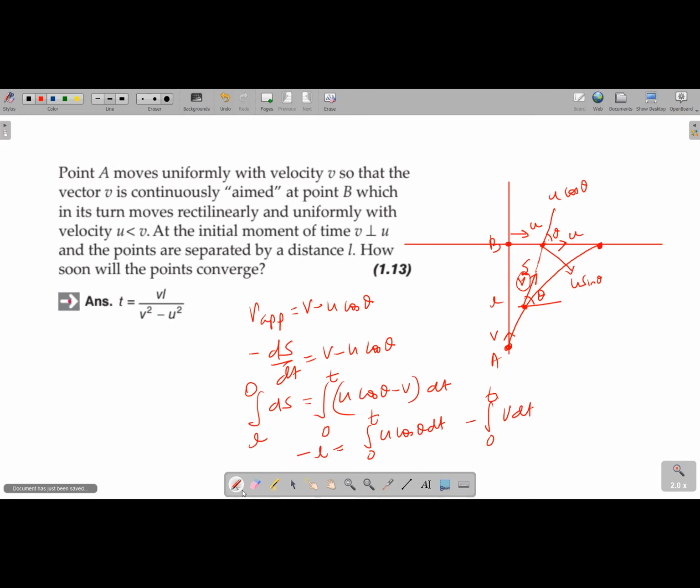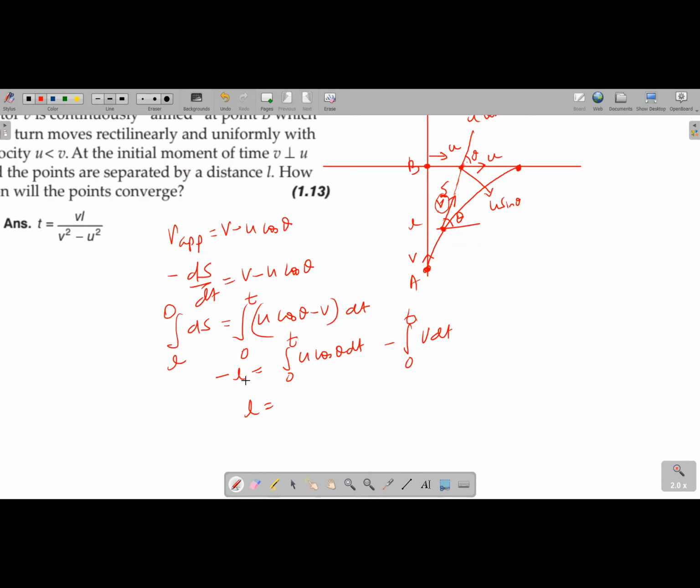Now you can see, v is constant, speed is constant. So the integration of dt is t, put the limits, so it will be vt. And u is constant, so it will come out, leaving integral from 0 to t of cos theta dt. Now you cannot integrate this because theta is a variable and time is a different variable. Then how would you do this? We have to think about some other approach.